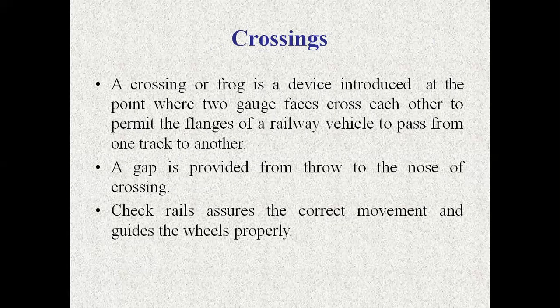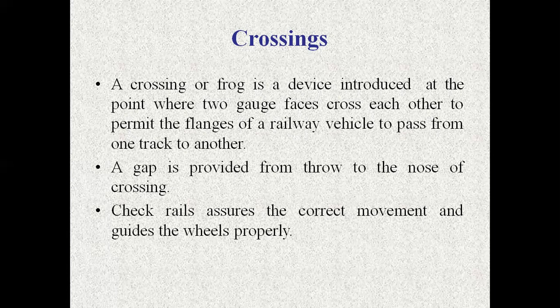Crossings: a crossing or frog is a device introduced at the point where two gauge faces cross each other, to permit the flanges of a railway vehicle to pass from one track to another track. A gap is provided from the throat to the nose of the crossings.